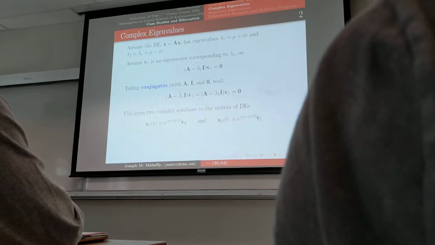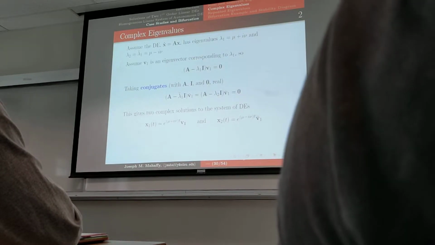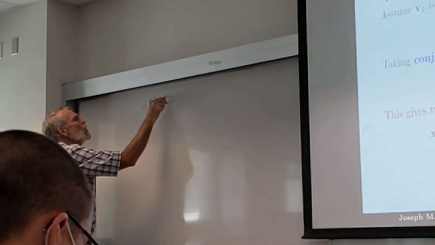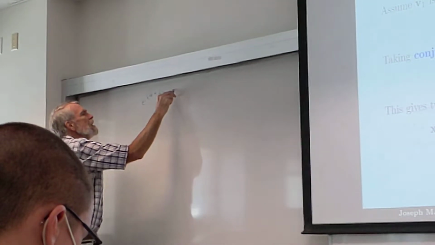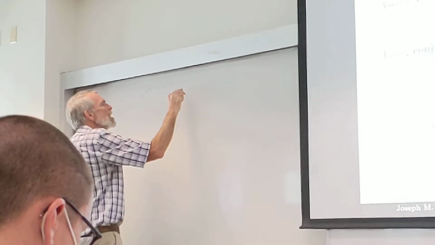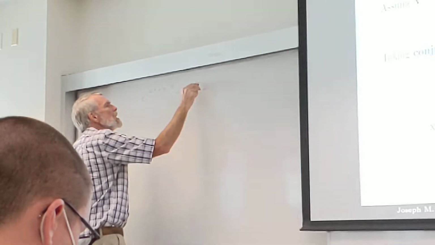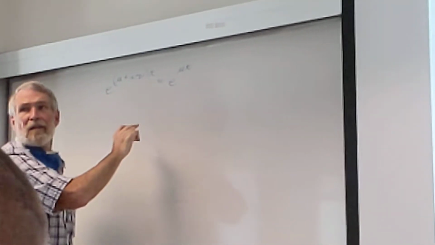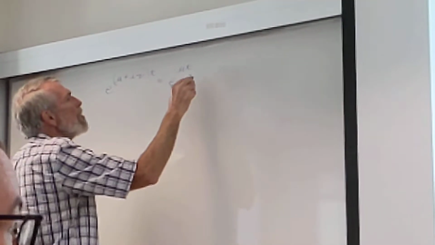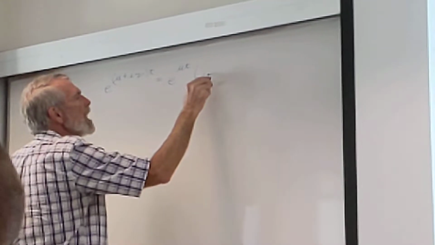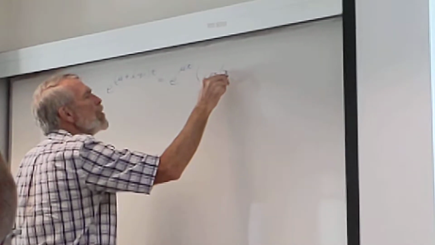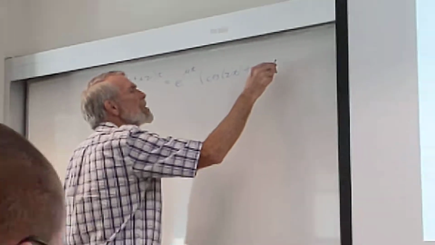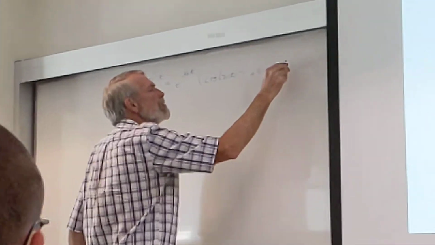I will remind you again, if I take e to the mu plus i nu t, this could be written as e to the mu t, and then using Euler's formula, this particular one will give us a cosine of nu t plus i sine of nu t.